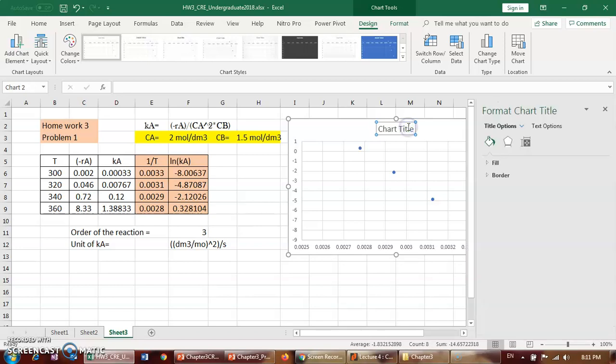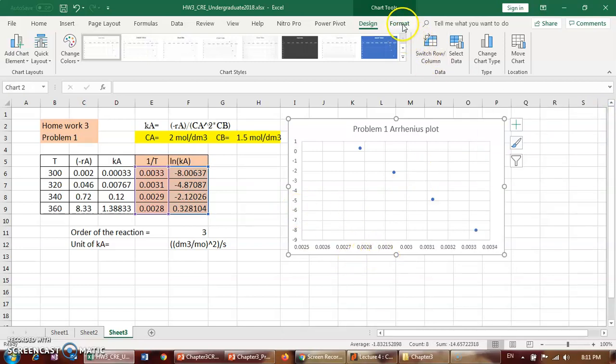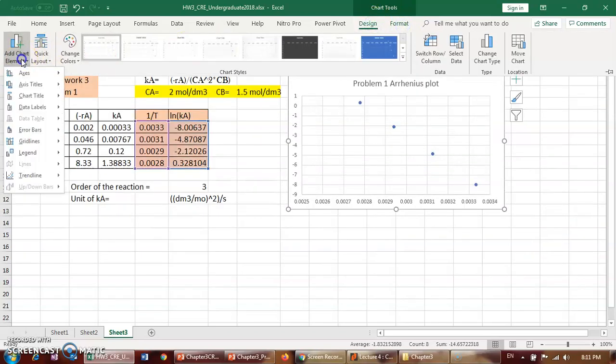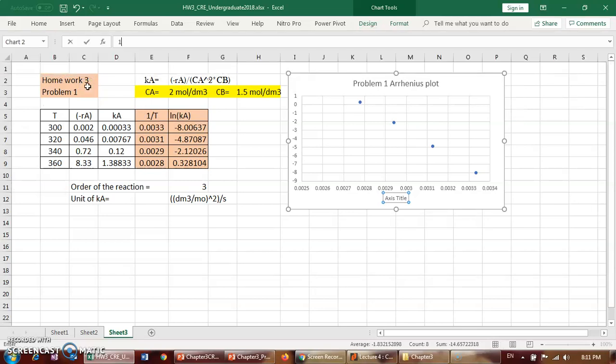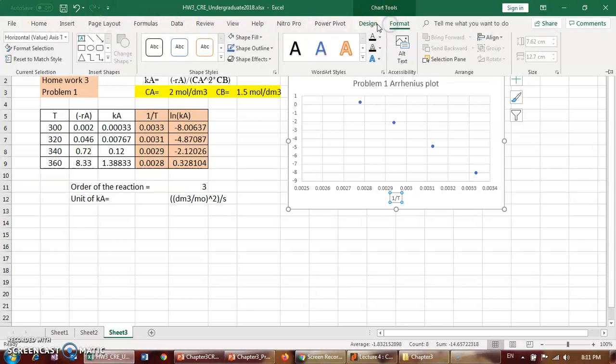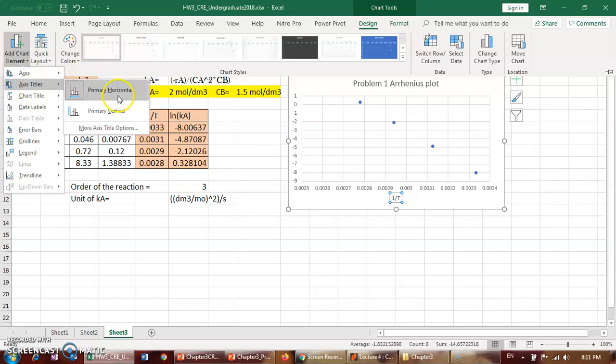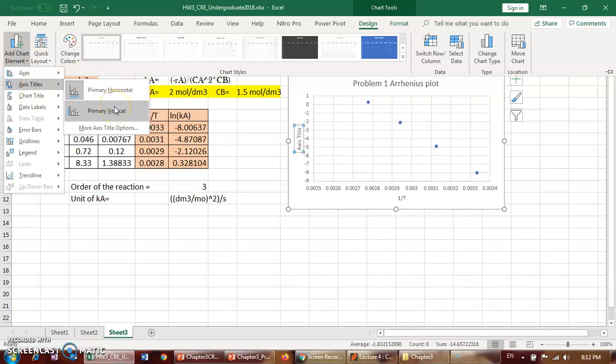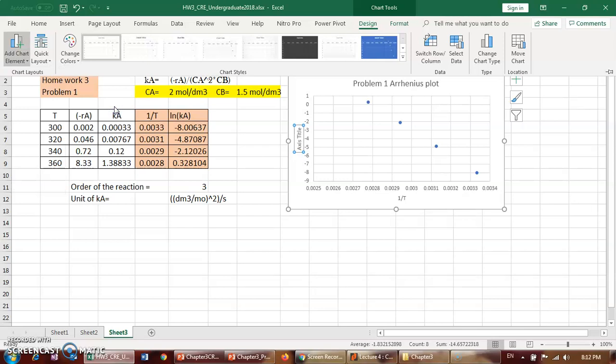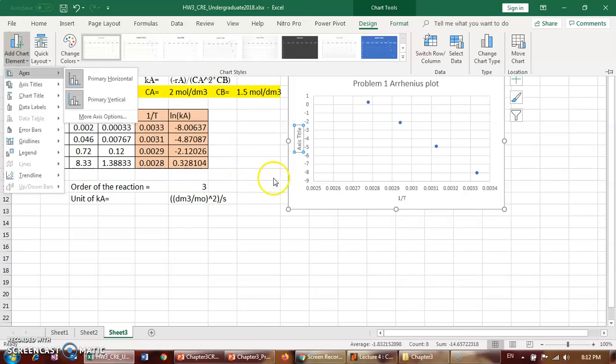So this is the Arrhenius plot, right? For example, problem 1. In the problem 1 Arrhenius plot, we know that the y-axis is ln k and the x-axis is 1 upon T. If you want, you can go to design, add elements, axis title, horizontal, that's 1 upon T, and also axis title, primary vertical axis, is ln of k. So you can just write it down to make it look very nice, right?